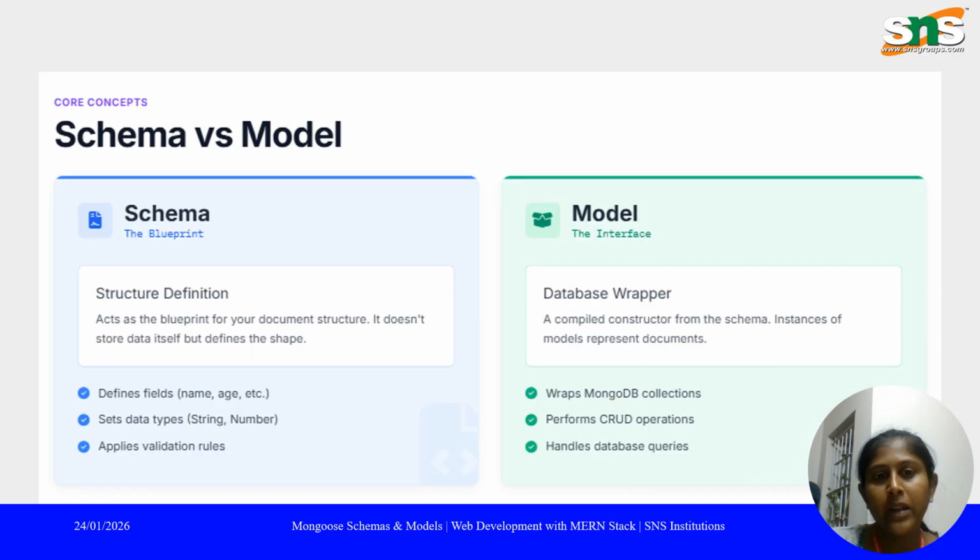So this is where people get confused. Pay attention to this clearly. A schema is just a blueprint. It defines the structure of your data: what fields exist, what type they are, and what rules they apply. But a schema does not interact with the database. A model, on the other hand, is the actual tool you use. Think of it like this: schema is the design for a building; model is the building you actually use. The model wraps the MongoDB collection and allows you to create, read, update, and delete data. So if you remember nothing else: schema defines, model does.